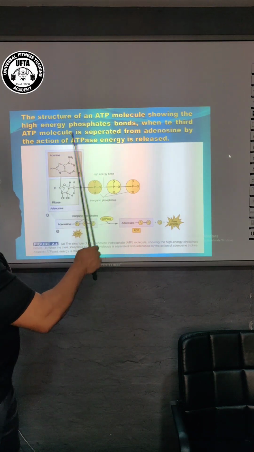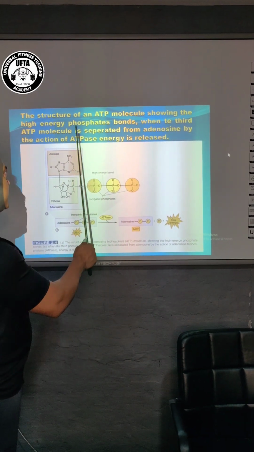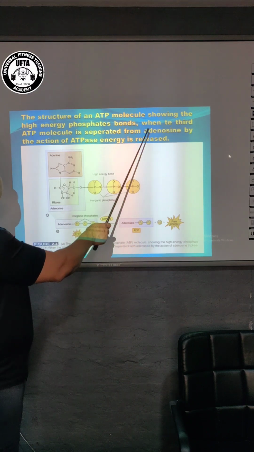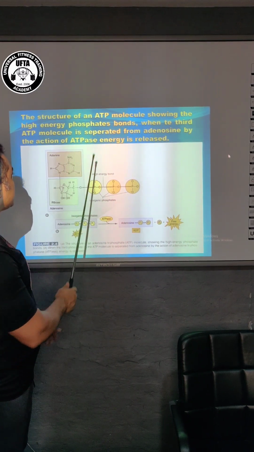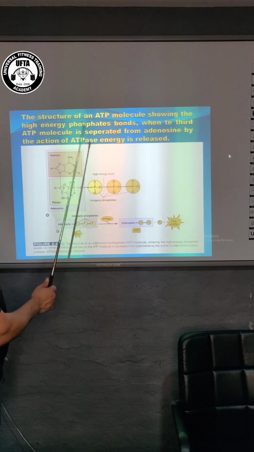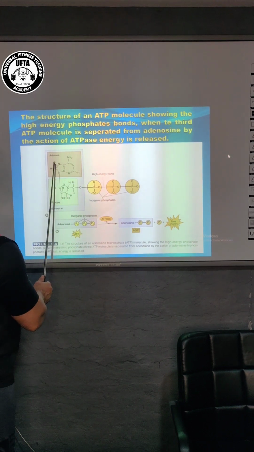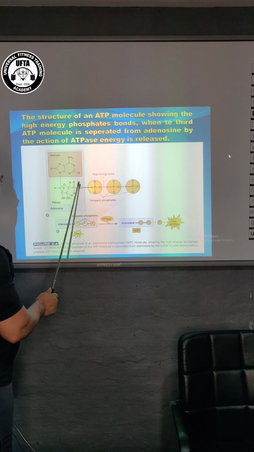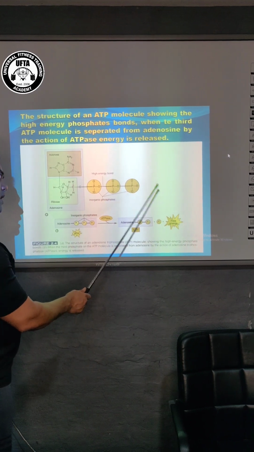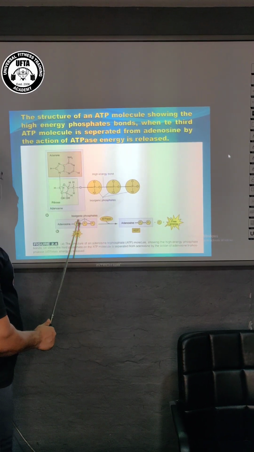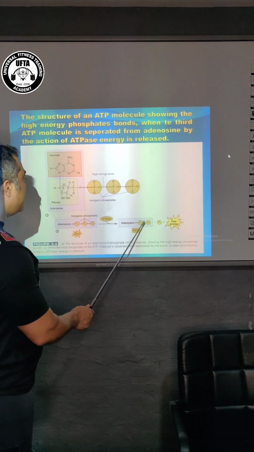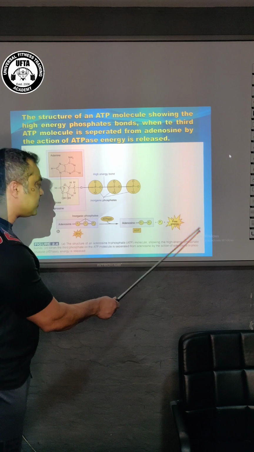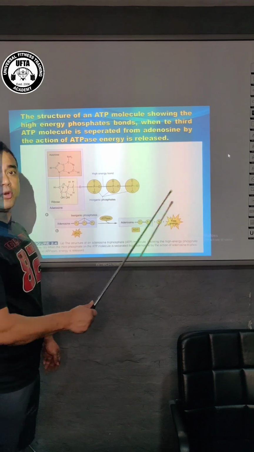And this is another structure of the ATP molecule showing the high energy phosphate bonds. When the third phosphate is separated from the adenosine by the action of the enzyme, the ATP's energy is released. So here you can see this is adenine, this is ribose, and you can see how energy is being released. As soon as the third phosphate molecule is detached from the adenosine, free energy is released. So this is how the body produces energy.